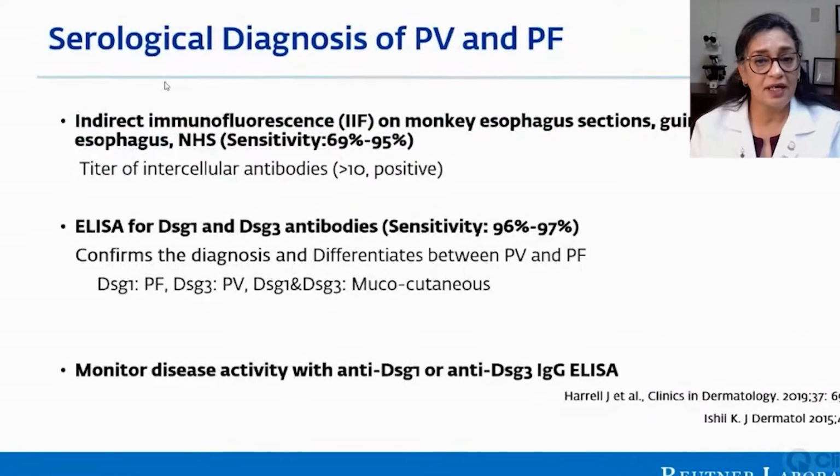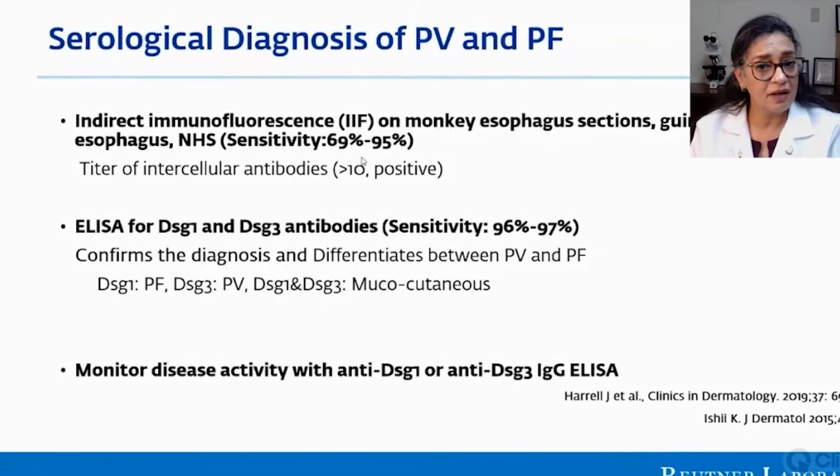Coming to the serological diagnosis of PV and PF. The serological diagnosis can be done using indirect immunofluorescence on monkey esophagus and guinea pig esophagus, or sometimes some labs also use normal human skin. Now, each substrate has variable amounts of desmoglein 1 and 3, so the sensitivity is influenced by that. For example, monkey esophagus is more sensitive for ruling out Pemphigus vulgaris, whereas guinea pig is more sensitive for ruling out PF. And sensitivity can be enhanced by using multiple substrates. Overall, the sensitivity ranges between 70 to 95%.